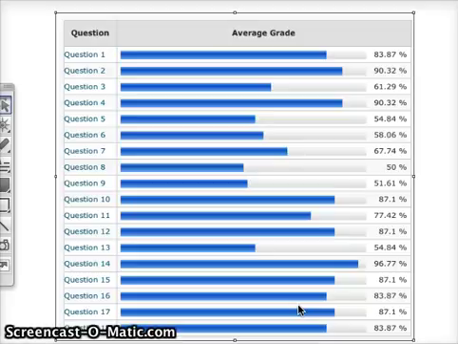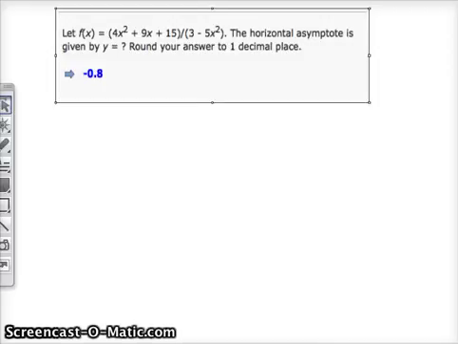So what I'm going to do is start with the lowest number here and just work my way upward for a few problems, maybe five or six problems. All right, let's get to it. All right, this question. Let f of x be, and there's my function right here. It wants to know the horizontal asymptote.